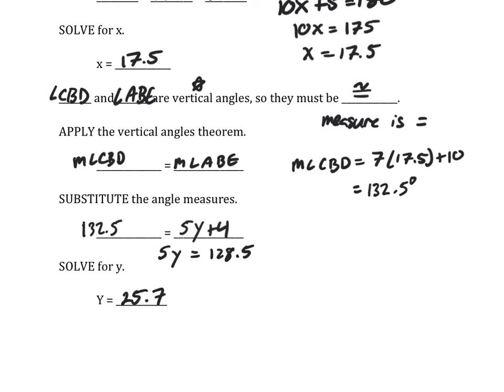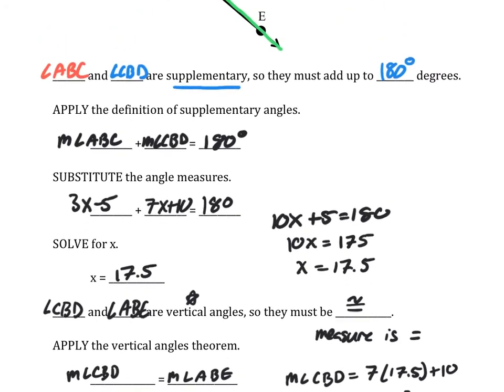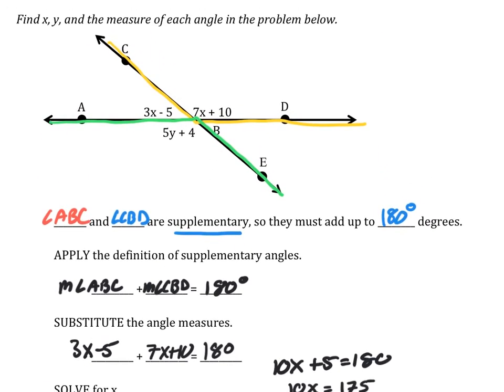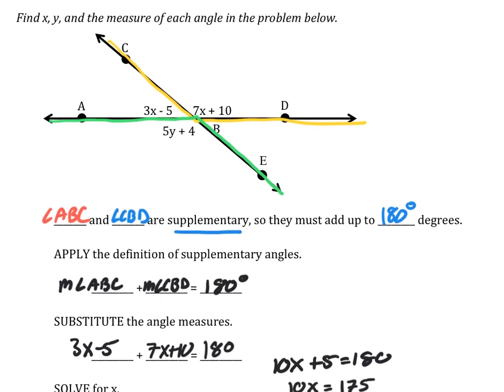All right, now that is not a degree measurement. That is the value of the variable, but not the degree measurement of the angle. If we wanted to find the degree measurement of the angle, we have to go back up here and plug that in: 5 times 25.7 plus 4 to figure out what the degree of that angle actually is.